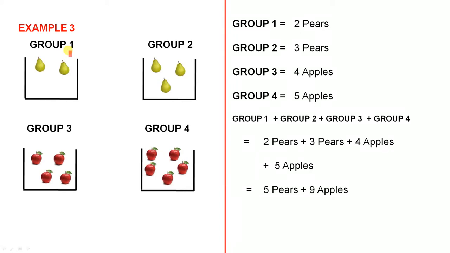With example 3, there's group 1, group 2, group 3 and group 4. Group 1 has 2 pears, group 2 has 3 pears, Group 3 has 4 apples, and Group 4 has 5 apples. Group 1 plus Group 2 plus Group 3 plus Group 4, 2 pears plus 3 pears plus 4 apples plus 5 apples. We can add the pears together, and we can add the apples together. So 2 pears plus 3 pears gives you 5 pears. 4 apples plus 5 apples gives you 9 apples.